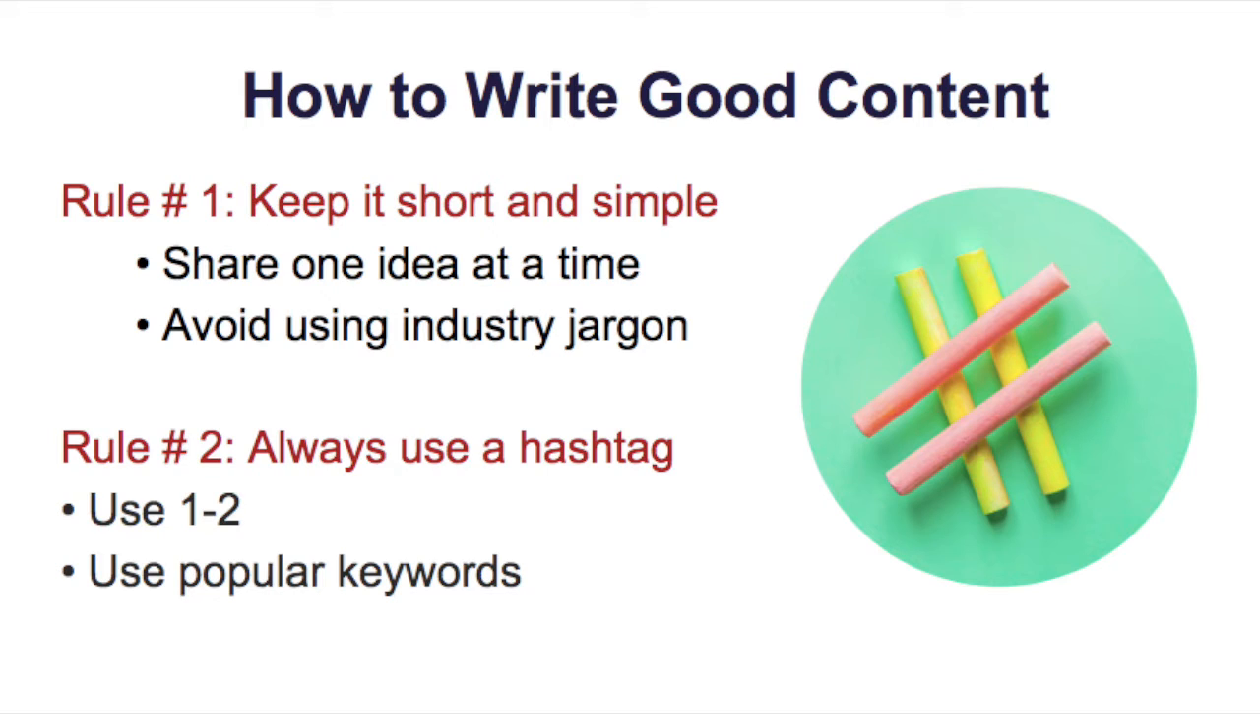So here are some rules to live by when you're trying to write good content. Rule number 1, keep it short and simple. Like with many things in life, you want to keep it short, you want to keep it simple. People are being bombarded with a million pieces of information in their day. You don't want to make it hard for them to understand what you're trying to say. So share one idea at a time. So one statistic and one piece of insight or one of your thoughts around that data. That's the kind of content that you're looking to write.